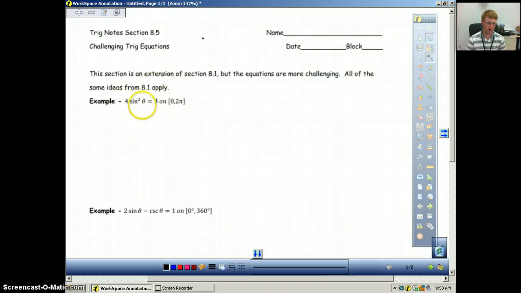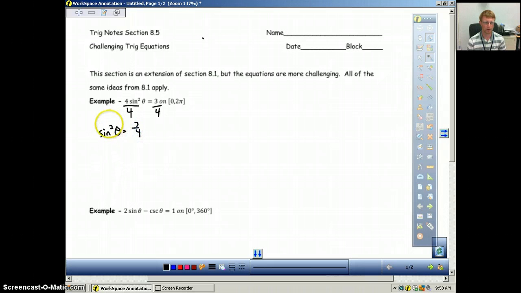So we have 4 sine squared of theta equals 3, and it gives us the domain, which means the 0 to 2 pi means one circle around. So you can assume that there might be two solutions here. So the first thing we do is, of course, we're going to get rid of this 4. We're going to divide by 4 on both sides. So we're going to be left with sine squared of theta equals 3 over 4.